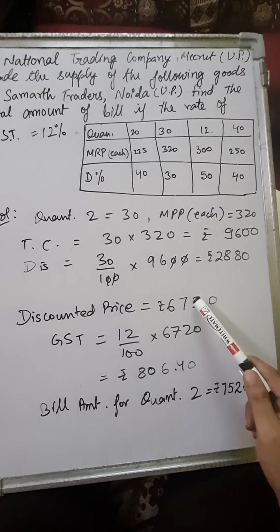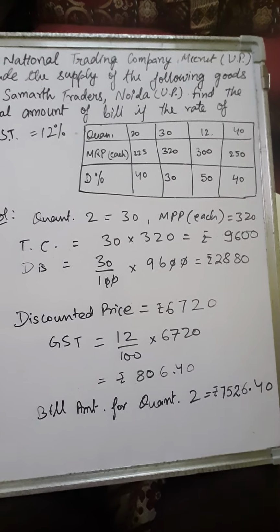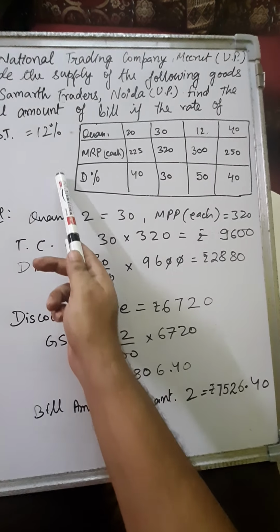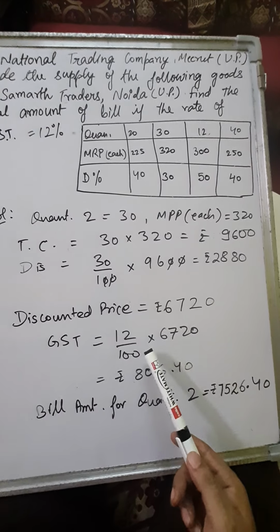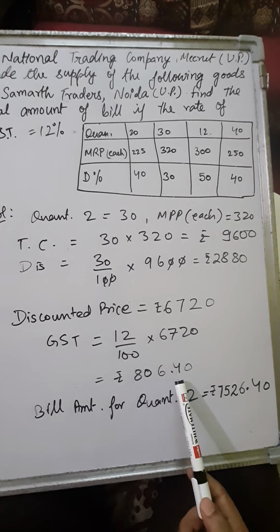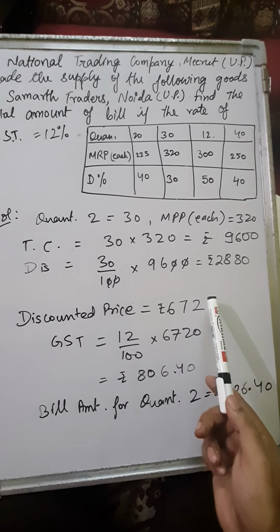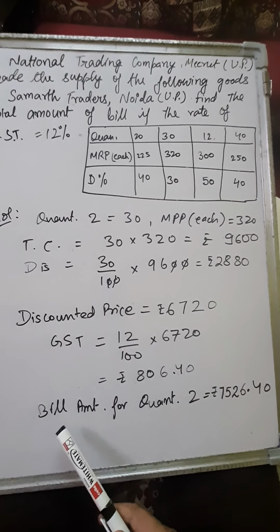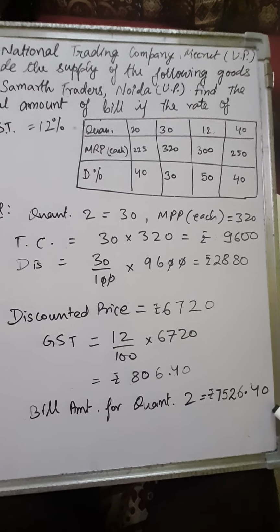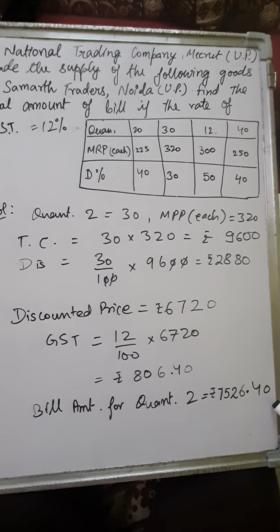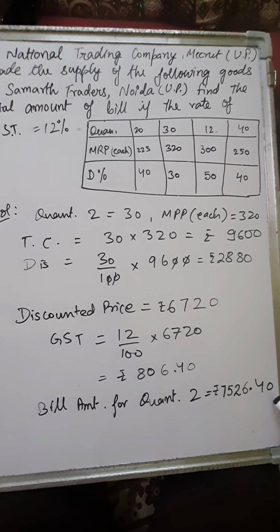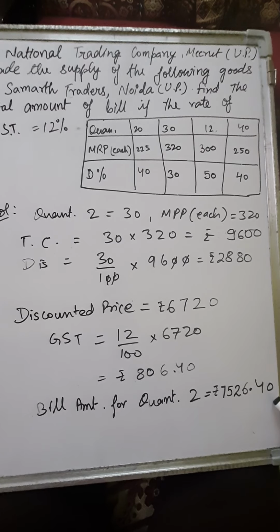Now on this discounted price, we have to calculate the GST or the tax. GST is given as 12%. So if we calculate 12% of 6720, what will be the answer? 806.40. Now this tax will be added to the discounted price. So we'll say that the bill amount for quantity 2 will be 7526.40. Right? So we have calculated the bill amount of quantity 1 and we have calculated the bill amount of quantity 2.